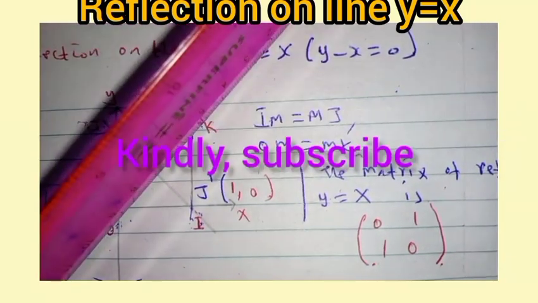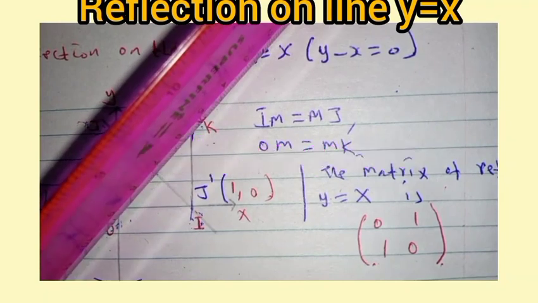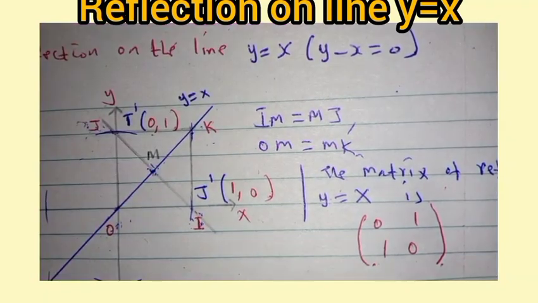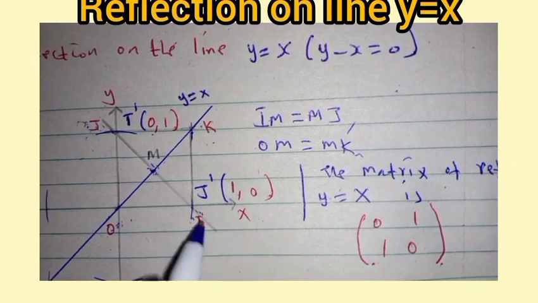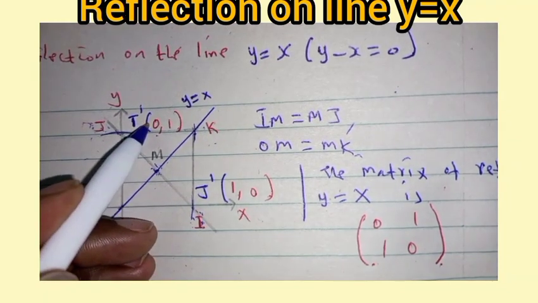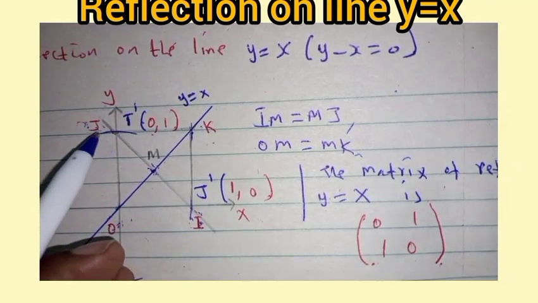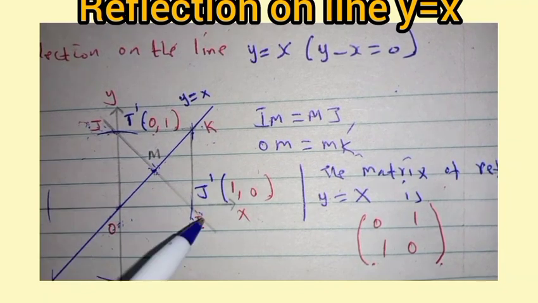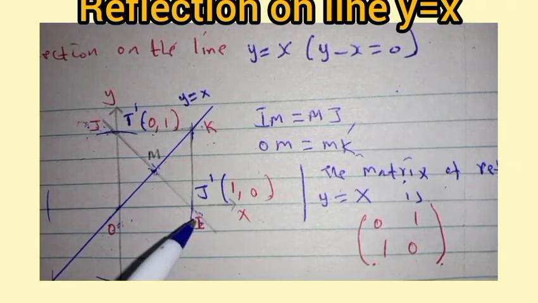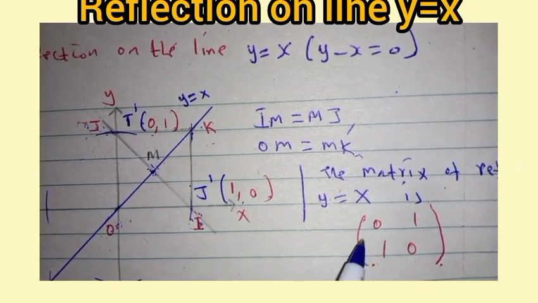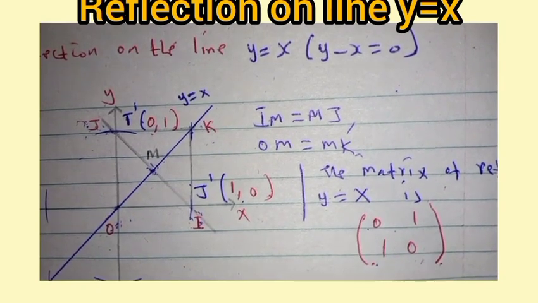That is the line here. That is the mirror line. So you reflect point I, this one, to get your image here, and you reflect point J on the mirror to get the image of J. So this is the matrix 0, 1, 1, 0.